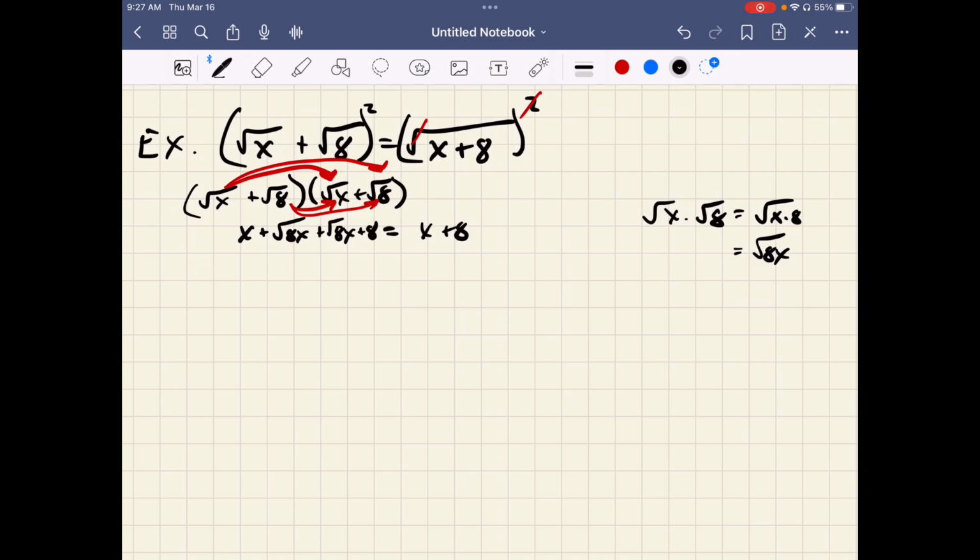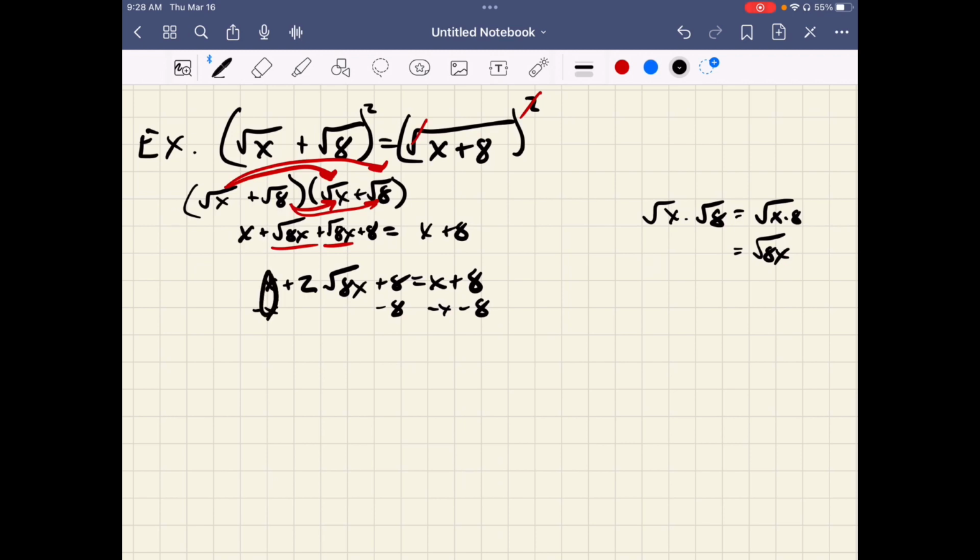Now, here's what happens. I have two like terms, this and this. They're the same radical, same square root, and the same radicand, meaning what's underneath the radical. So I have x plus 2 times the square root of 8x plus 8 equals x plus 8. All right, let's continue on here. So now I have another radical. I had 3 radicals in the beginning, and now I've squared both sides and I have only 1 radical. So I'm going to isolate this square root by moving everything over. So I get minus x and minus 8, minus x and minus 8.